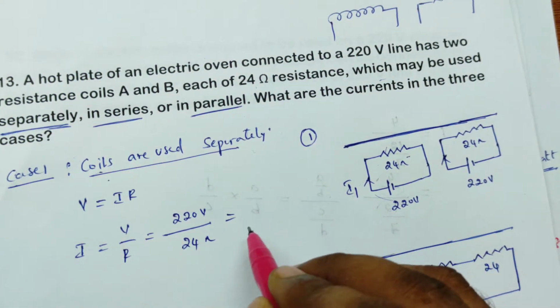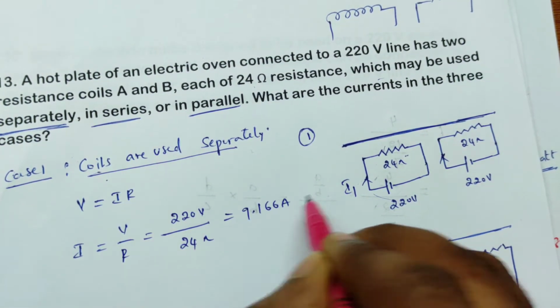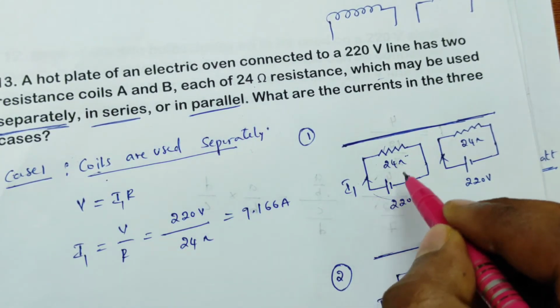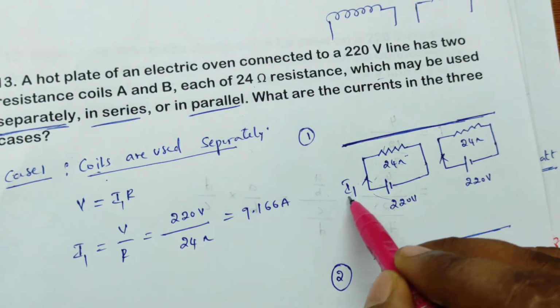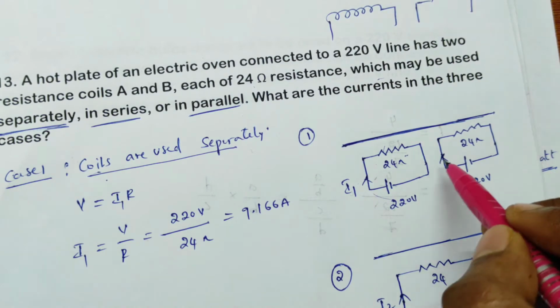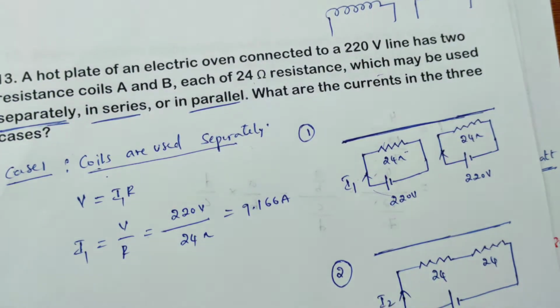So which is nothing but 9.166 amperes. That means this current I1 is equal to 9.166 amperes. Let me take, this is R only, no problem, I1. So this current I1 will go here. Exactly the same current here also, no problem there.